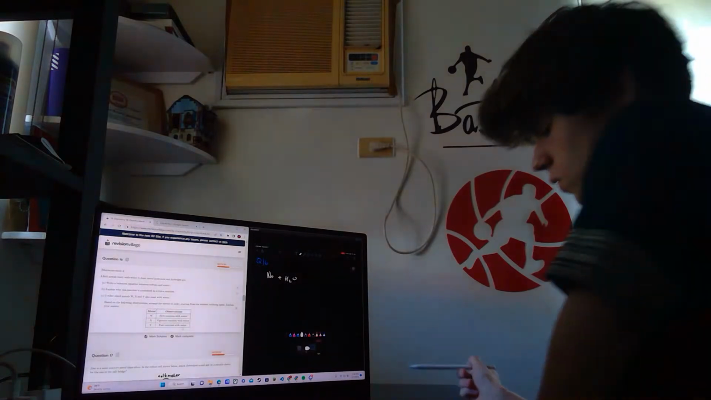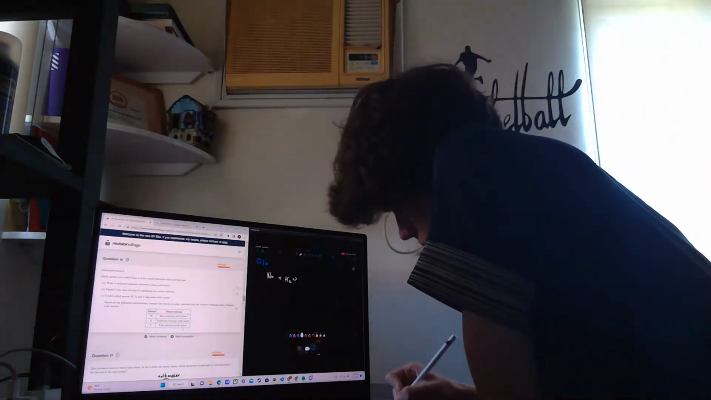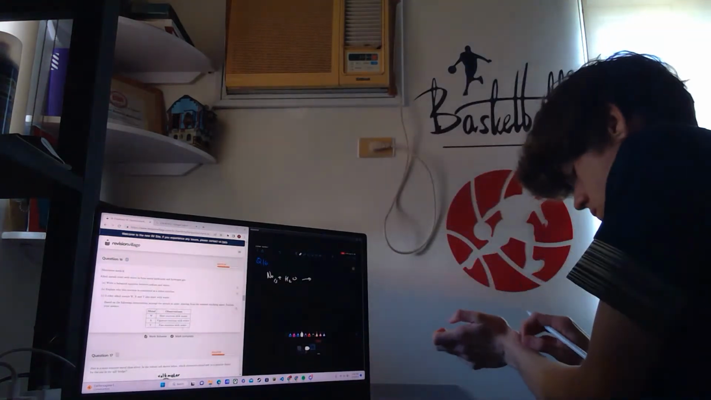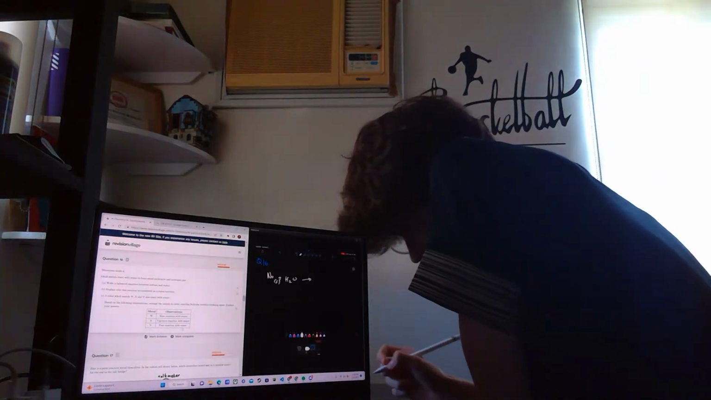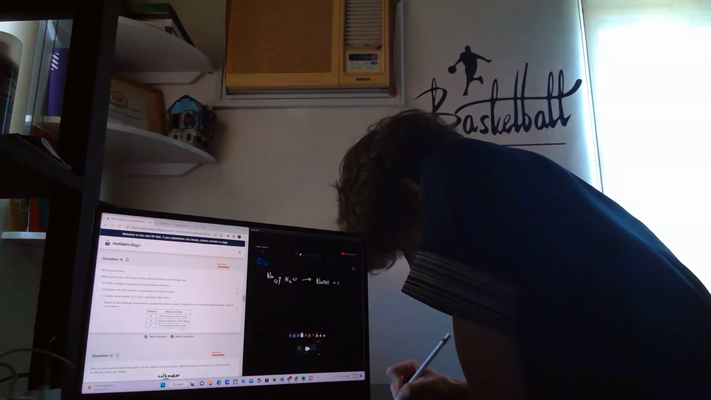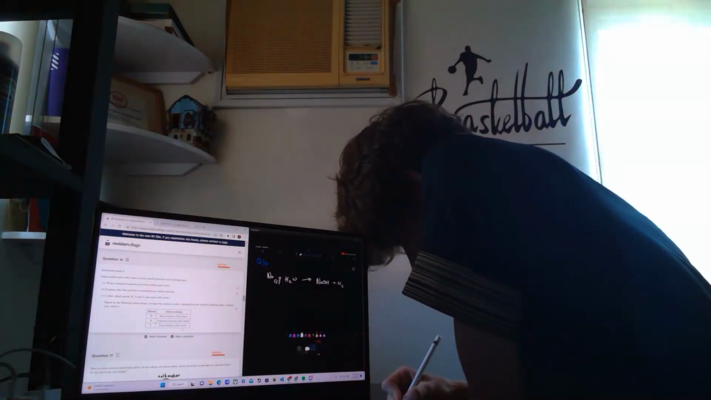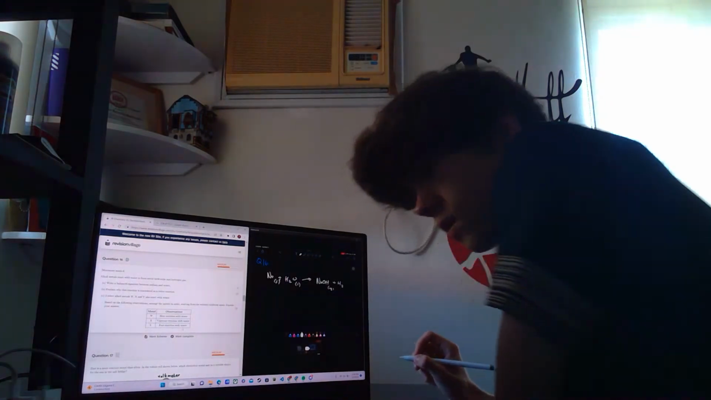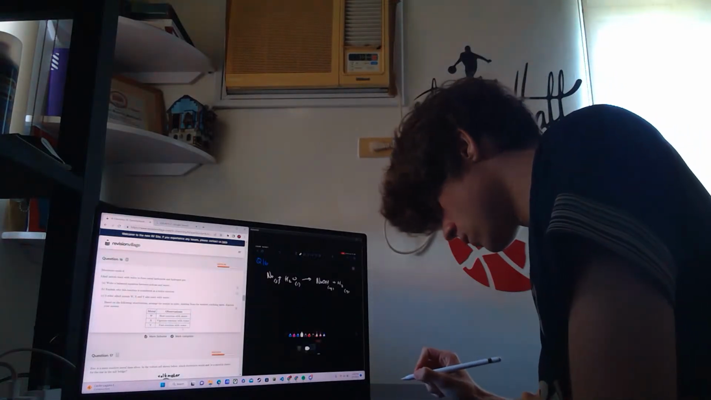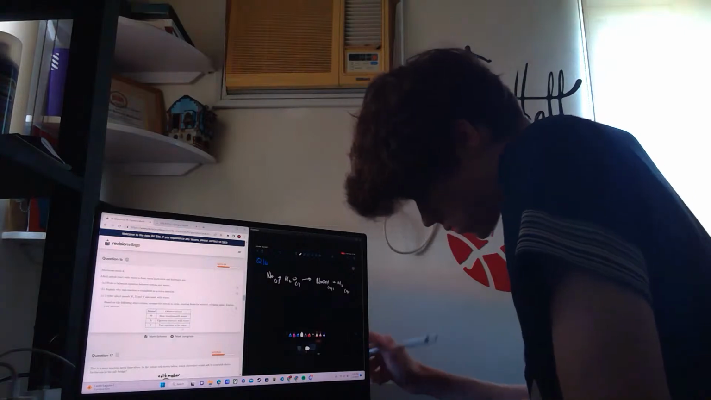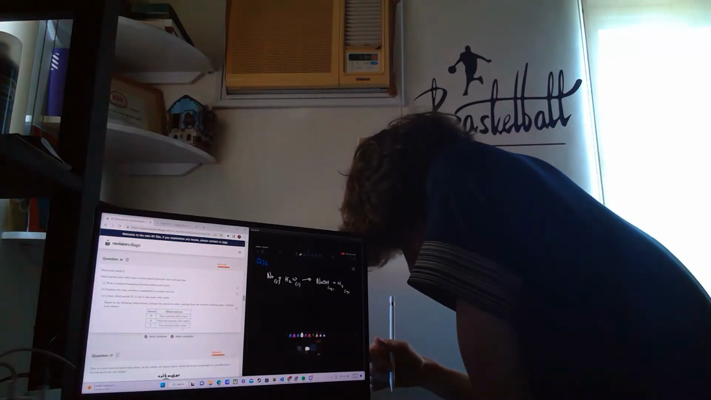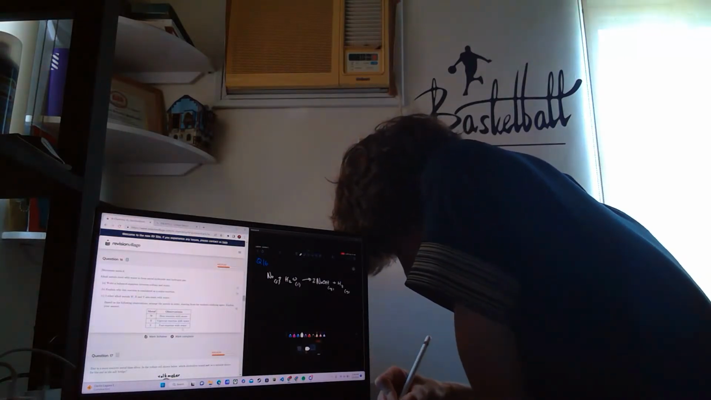Balance equation between sodium and water. So if we have this, won't we observe something like... And then balance it. It's looking like 2, 2, 2, 2.